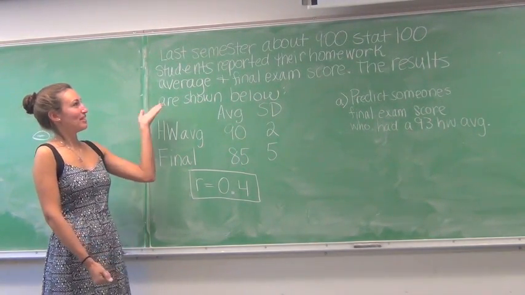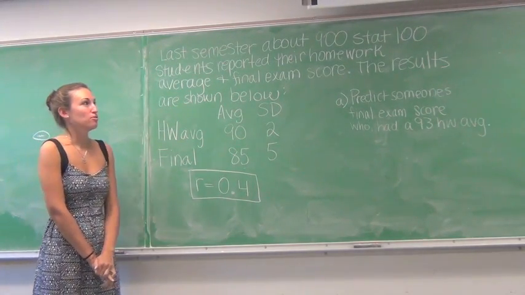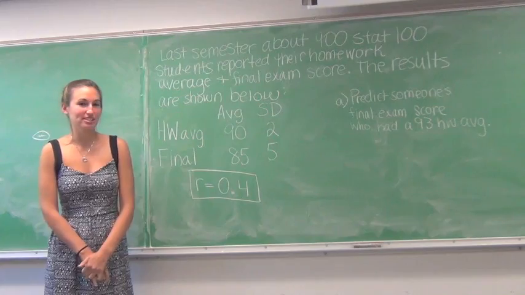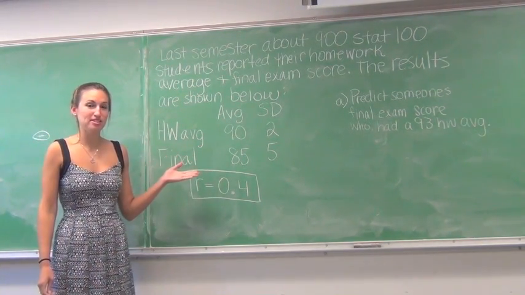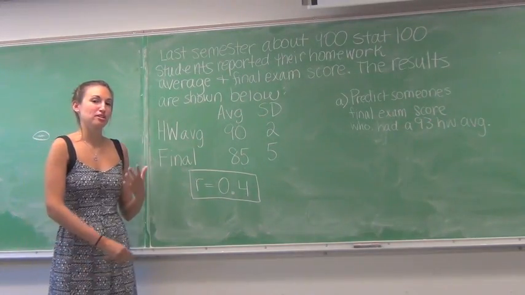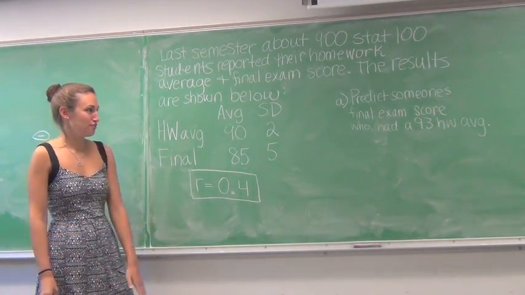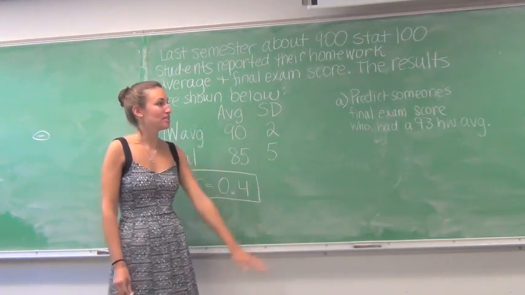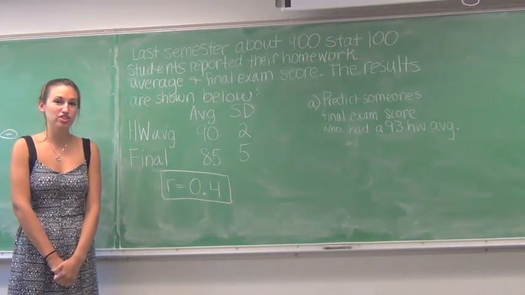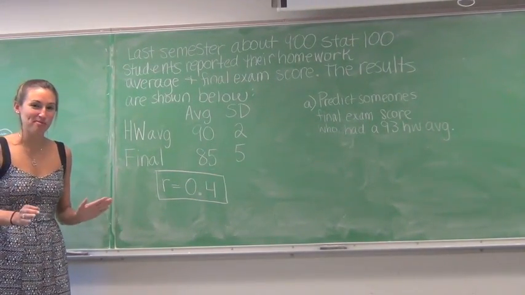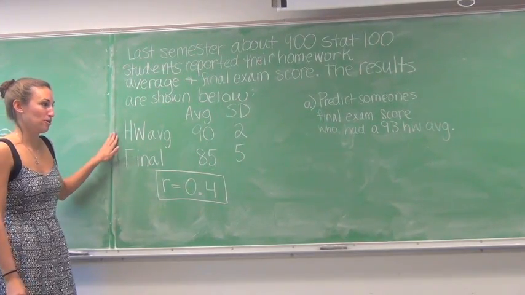So in this example, it says, last semester about 900 Stat 100 students reported their homework average and final exam scores. The results are shown below. So these are the 5-number summary statistics, and let's assume that the scatter plot was roughly football shaped. Now, the first part of this problem is asking us to predict someone's final exam score who had a 93 homework average. Now this is just your classic problem of predicting final exam score from homework average.